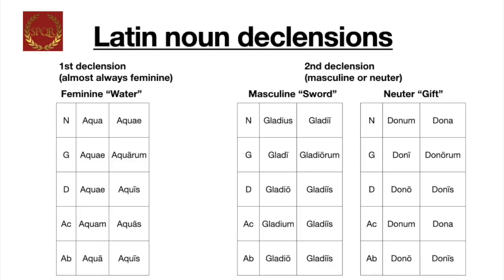And we can see that the first declination is a, ae, am, a. The second declination changes based on whether the word is neuter or masculine. And they are quite similar though, so we can see that there's a small deviation depending on whether the word is masculine or neuter. For the masculine we have us, i, o, o, and for the neuter we have um, i, o, o.